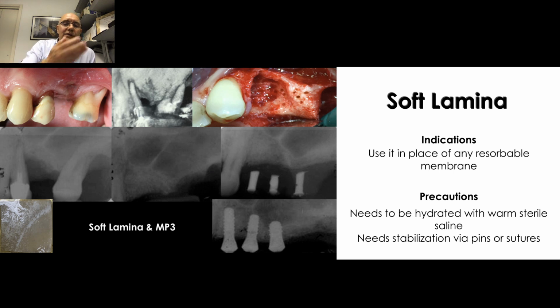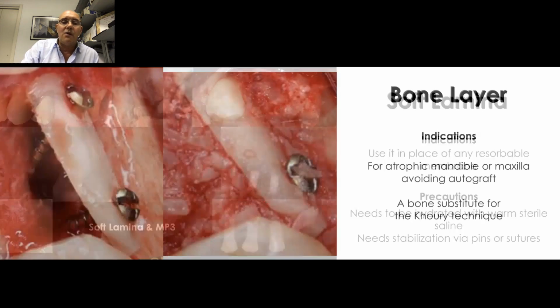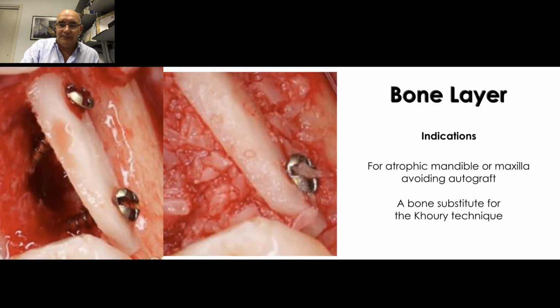In this case, for instance, we had to extract a bicuspid and a second molar. You can see the defect is huge. So the defect was debrided. You see the small holes that are made in order to get the blood cells coming from the marrow spaces to participate in the healing process. We put in the bone graft, we put the lamina, and a few months later, the dentist that referred the case to me was able to place 3 Straumann implants and then restore them.